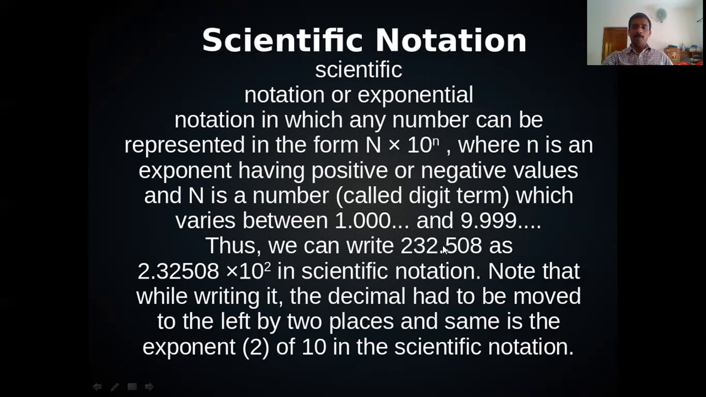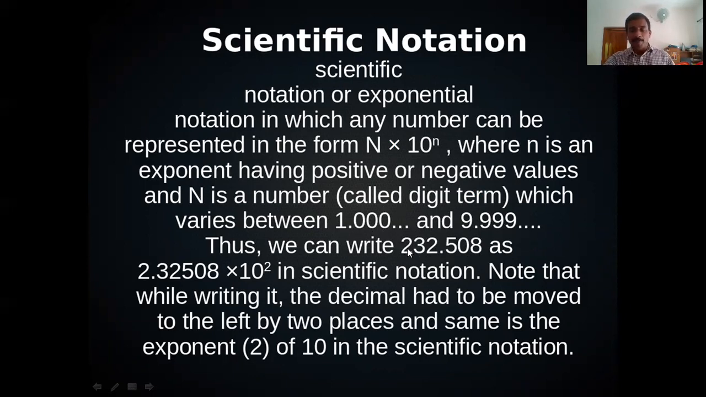For example, 232.508. How can you represent it in scientific notation? Can you write it as 232.508? No, because the digit term should be in between 1.000 and 9.999, and 232 is not in between these two. 23.2? No, that is also not in between these two. What about 2.32508? Yes, that is in between 1 and 9.999.